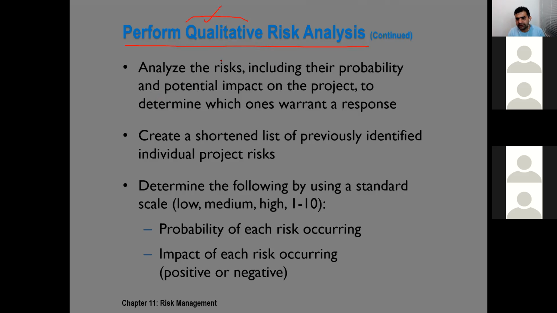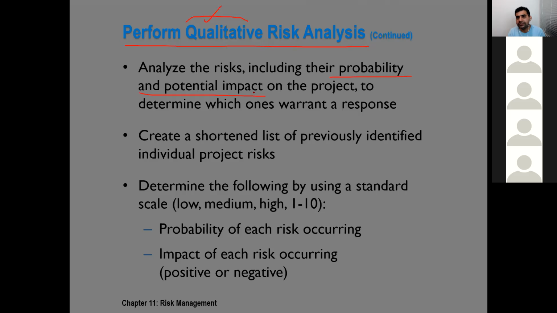When we do the qualitative risk analysis, we talk about the probability and the impact of each risk on the project. By doing that, we are able to know which risk is more severe, which risk is more probable, which risk requires a response, which risk could be just ignored for the time being, for example. By doing the analysis, we are able to prioritize our risks.